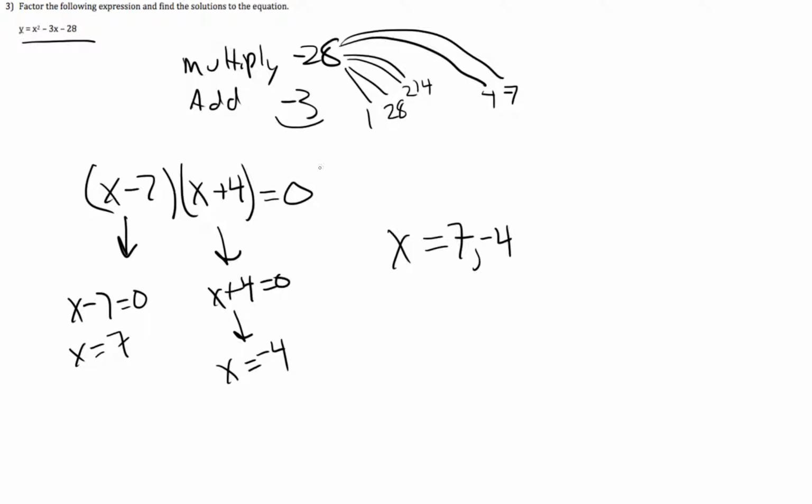which says if you have two numbers and you multiply them together, one of them's got to be 0 if the whole thing's 0, or both of them. That's it.